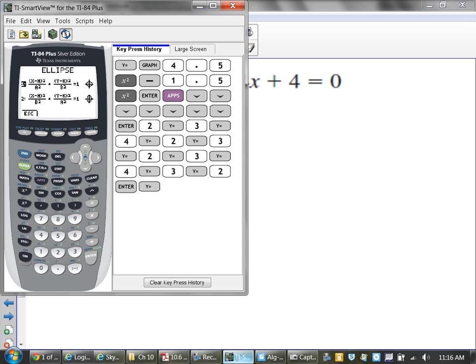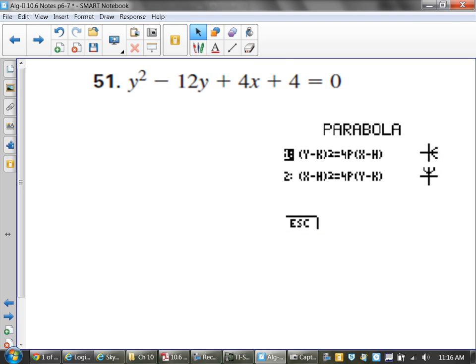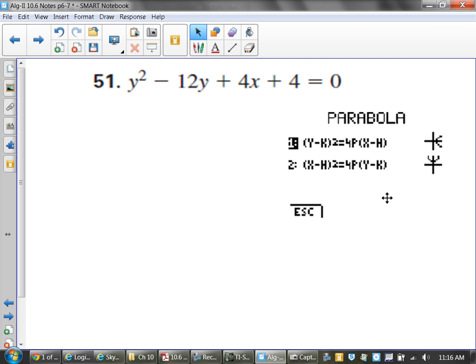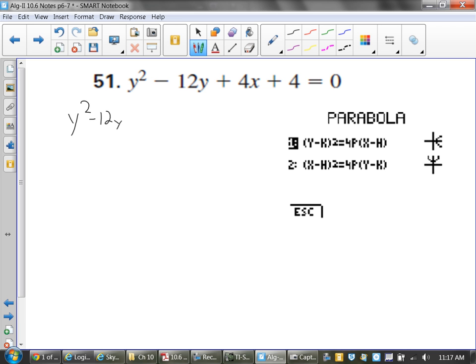So when I look at my setup, I know it's going to be a y squared parabola because it says y squared. That means if you look at the formula, the only thing that's going to be on one side is the y stuff. Everything else goes to the right. So I'm going to keep just the y squared stuff. Y squared minus 12y blank. So I'm going to have to complete the square. Equals negative 4x minus 4.